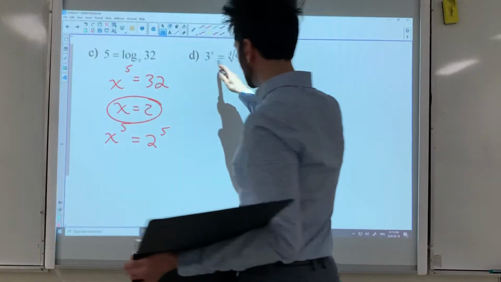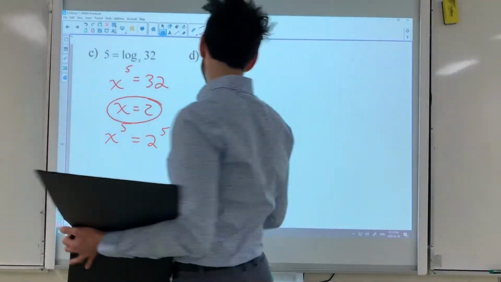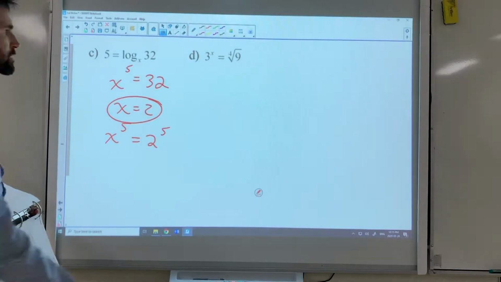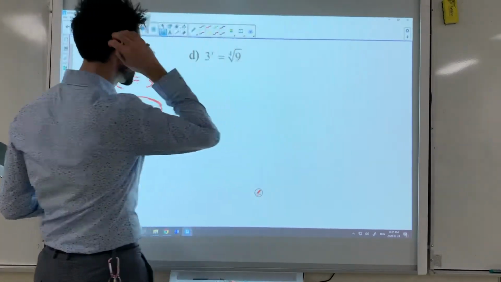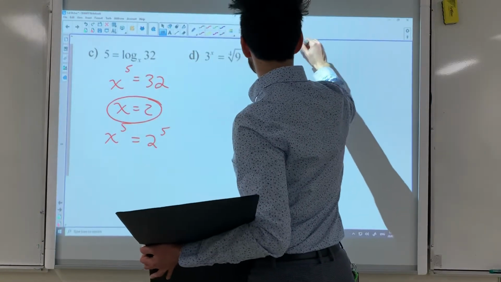This one here, oh, this isn't a log question. This is a question from yesterday. So yeah, that'll happen to you on the exam. They'll just throw in the middle of the log questions, you get an exponential question. So here we need to get the bases the same.